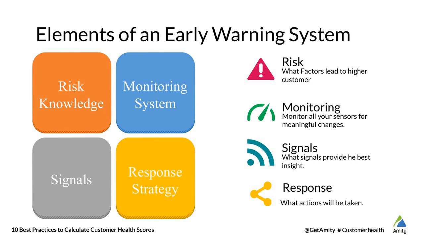So the first part of the early warning system is, what are our risks? What are our risks at the various stages of our customer lifecycle? What are the risks in onboarding? What are the risks in adoption? What are the risks during renewal? And you really have to have a handle on those, because that's the foundation for the rest of the early warning system.